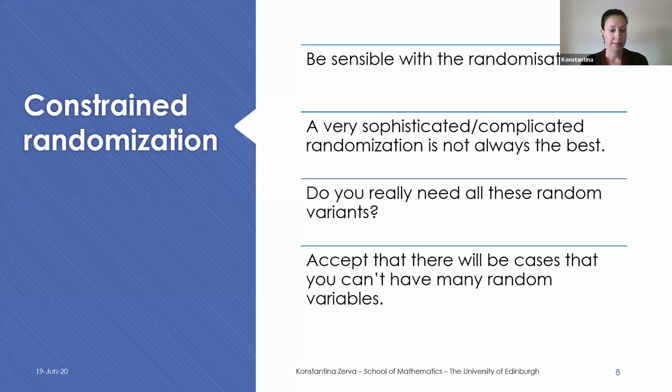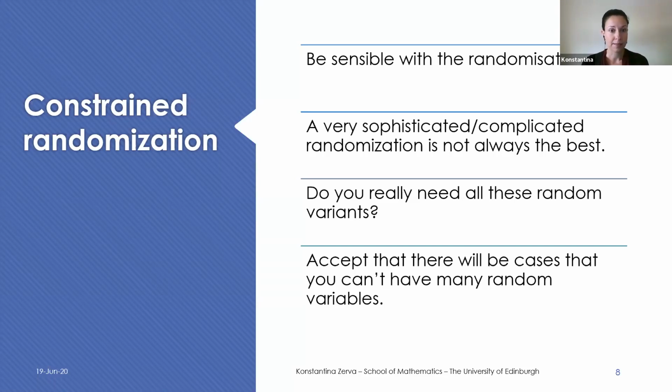So about the randomization. Randomizing questions is one of the key features of STACK, but be sensible with the randomization. A very sophisticated or a very complicated randomization is not always the best. Let's say you need to generate prime numbers for your question. It may be easier and probably not so time consuming, I don't know, to put 10, 15 prime numbers in a list and randomly pick one from the list, rather than try to use a function that returns a prime number.